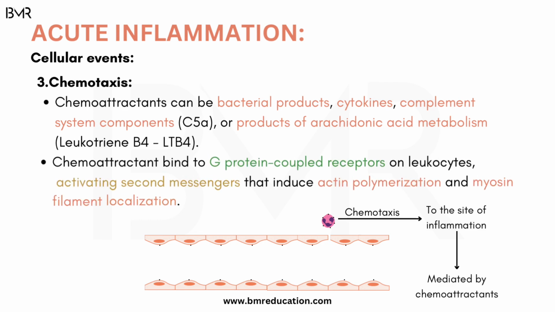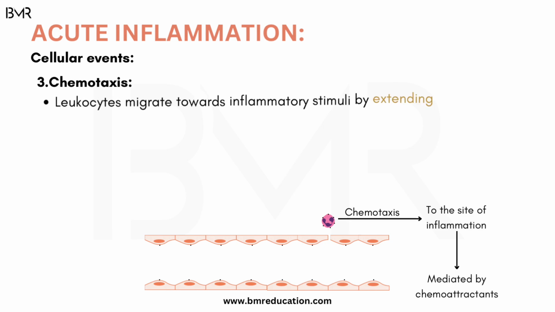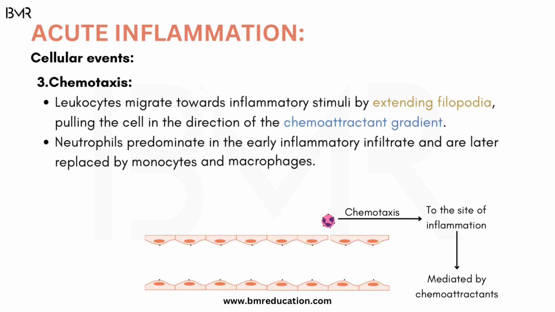Chemoattractants bind to G-protein coupled receptors on leukocytes, activating second messengers that induce actin polymerization and myosin filament localization. This results in leukocytes migrating toward inflammatory stimuli by extending filopodia, pulling the cell in the direction of the chemoattractant gradient.